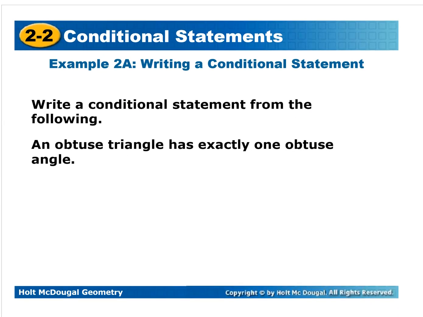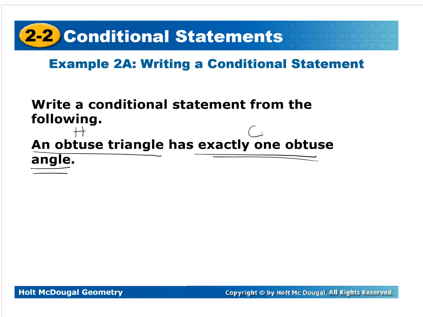Let's look at this guy again. This one has no if and thens. We're going to write the conditional statement here. So we need to identify where our hypothesis is and where our conclusion is, and we're going to be able to derive it from that. An obtuse triangle has exactly one obtuse angle. Okay, so it looks like we're starting with an obtuse triangle. That would probably be my hypothesis. And we're going to end up with having exactly one obtuse angle. So you've got your hypo and you've got your conclusion.